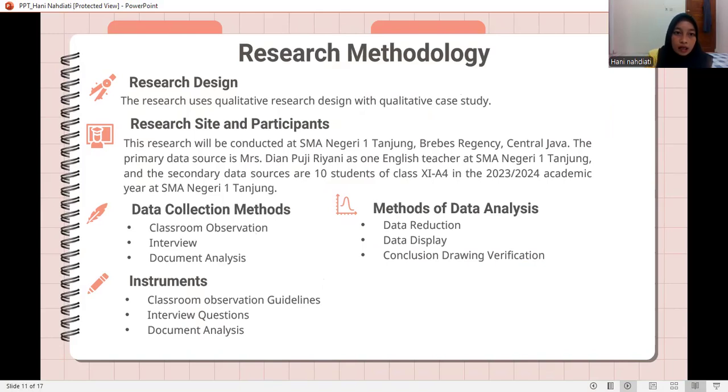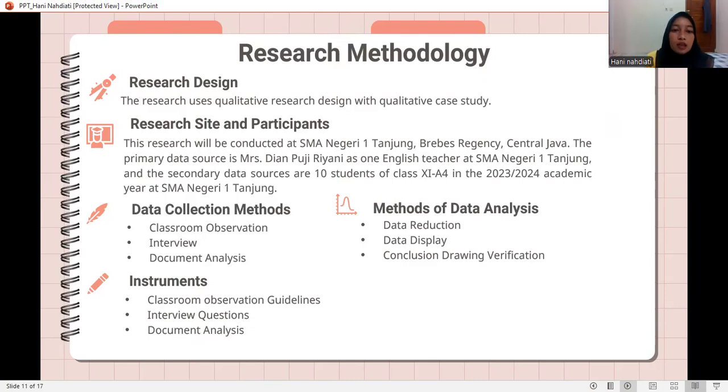In the research design, the research used qualitative research design with qualitative case study. This research will be conducted at SMA Negeri 1 Tanjung, Brebes Regency, Central Java. The primary data source is Mrs. Dian Pujiriani as one English teacher at SMA Negeri 1 Tanjung, and the secondary data source are 10 students of class 11A4 in the 2023-2024 academic year at SMA Negeri 1 Tanjung.